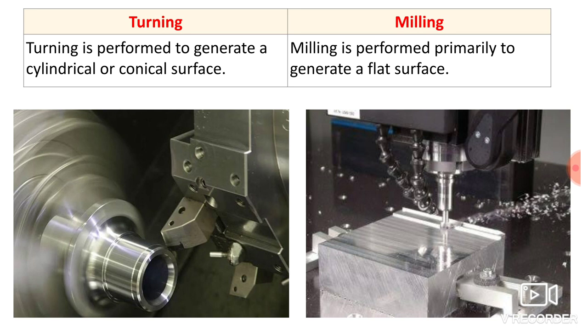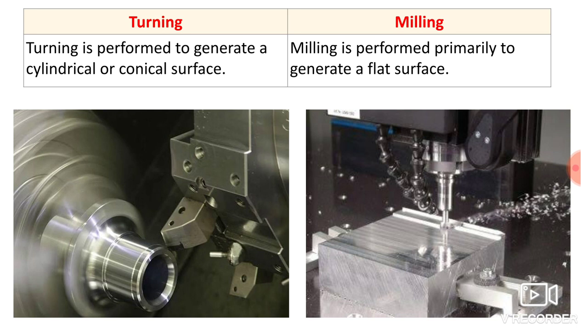In the second image you can see the job is clamped over the table of the milling machine and the cutting tool is attached in the spindle of the milling machine. As the cutting tool moves over the workpiece, you will get a flat surface, and that is the result of your milling operation. This is the basic difference between turning and milling.